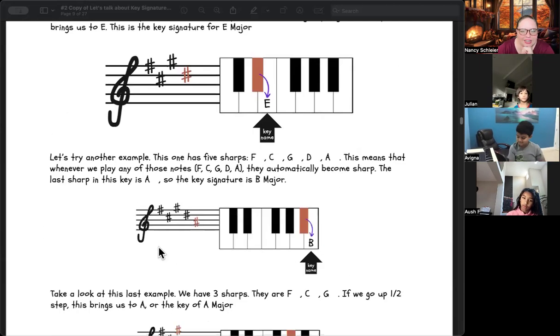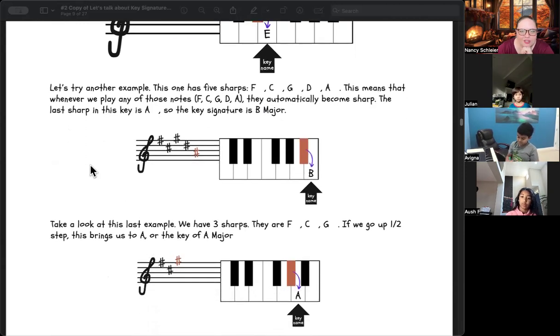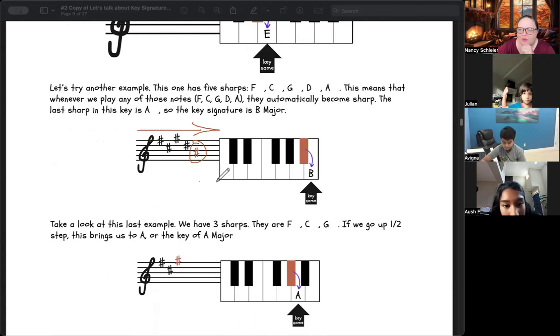Okay. So if we look here, the same kind of thing happens. We have our last sharp, and then we go up a half step. So this sharp is what? Who knows what this sharp is? Julian, what is it? A sharp. A sharp. Very good. And then Keslin, if I go up a half step from A sharp, what is it?